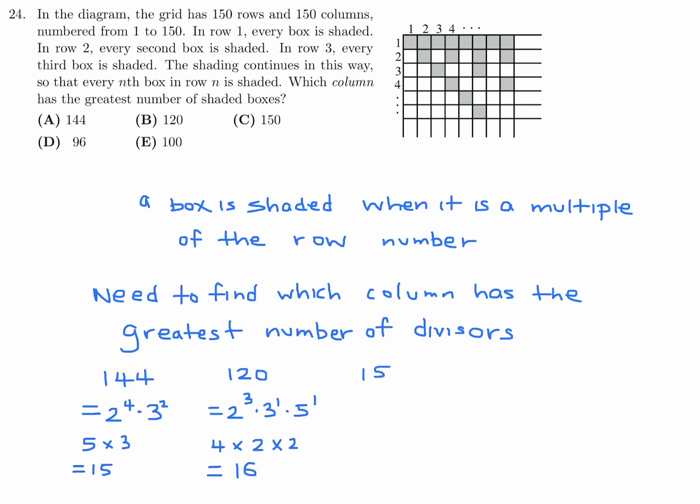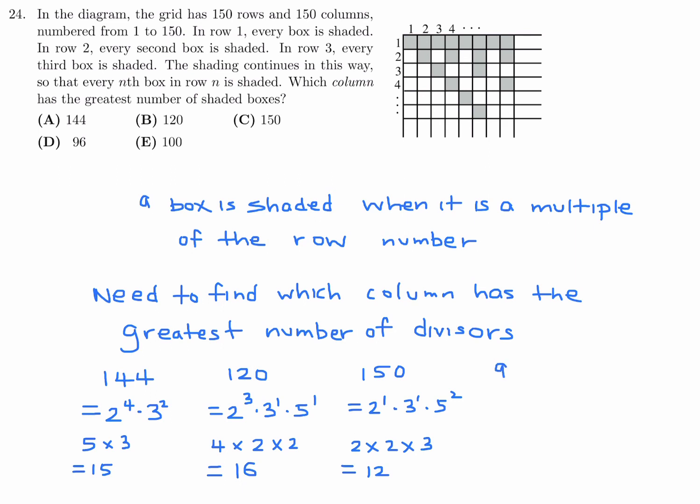Next answer choice is 150. What is 150 in prime factorization? It's 2 to the power of 1 times 3 to the power of 1 times 5 to the power of 2. So again, same system. 1 plus 1 is 2, times 1 plus 1, which is 2, times 2 plus 1, which is 3. So 4 times 3, 12. So 12 factors of 150.